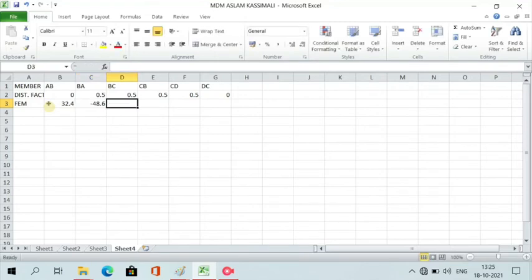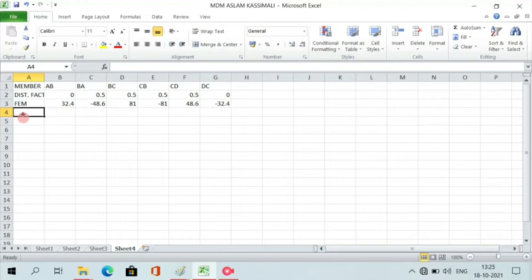You can see minus 48.6. For BC we got plus 81, and for CB we have got minus 81, and for CD we have got 48.6, and for DC we have got minus 32.4.